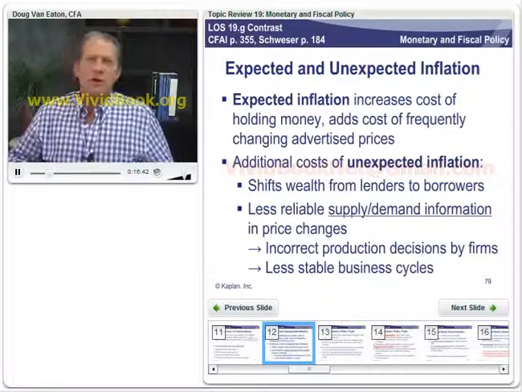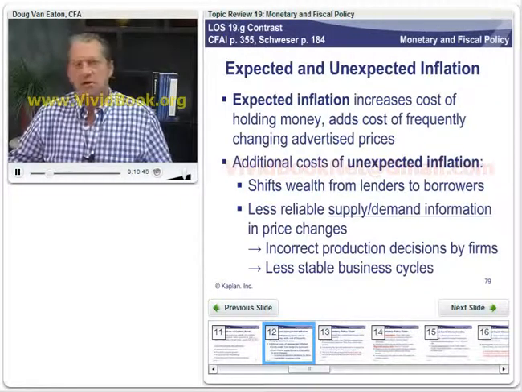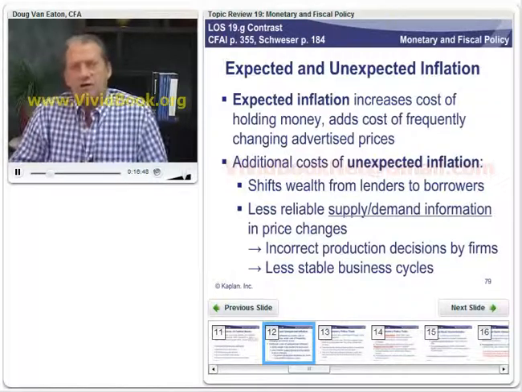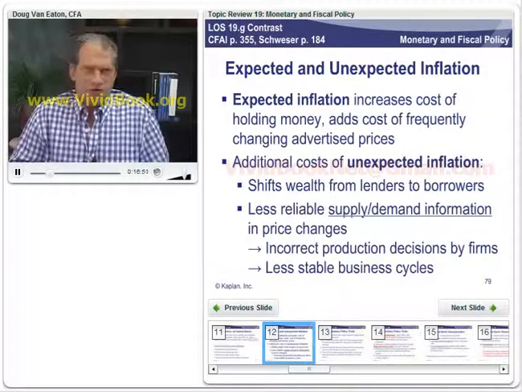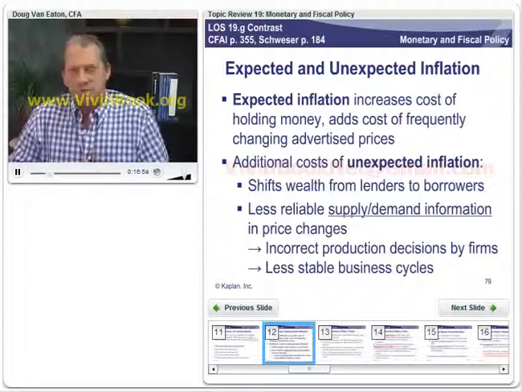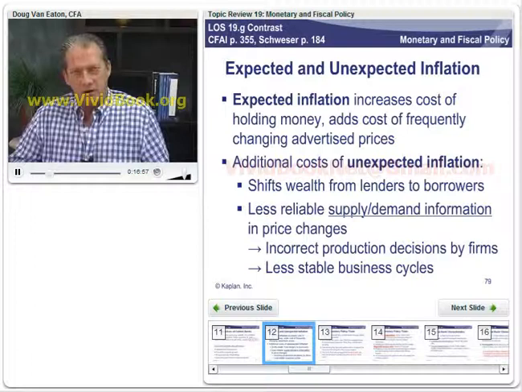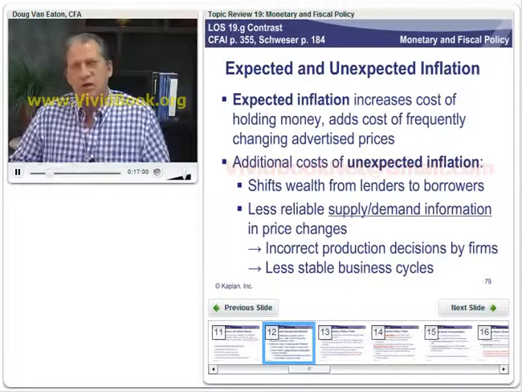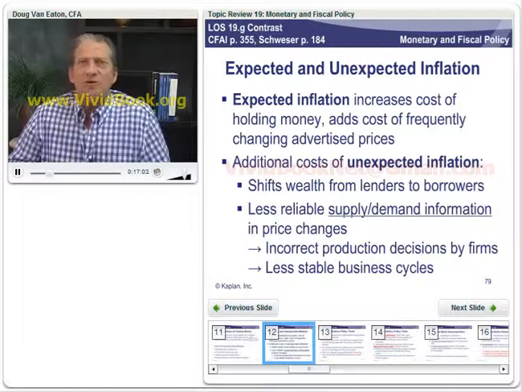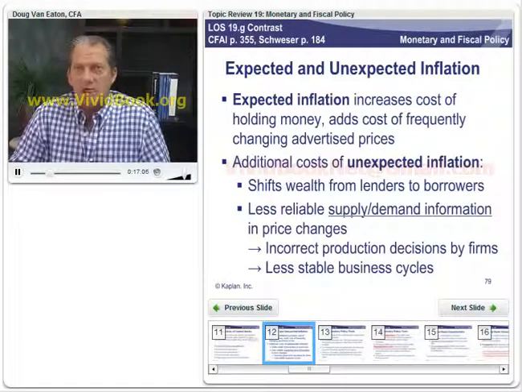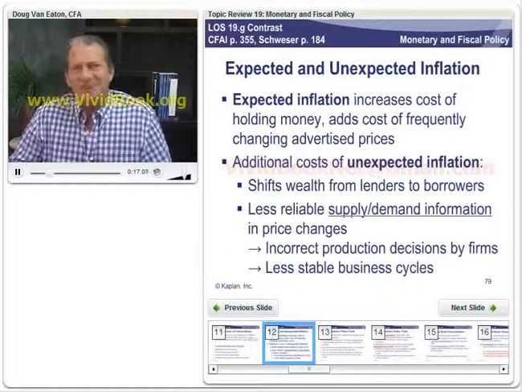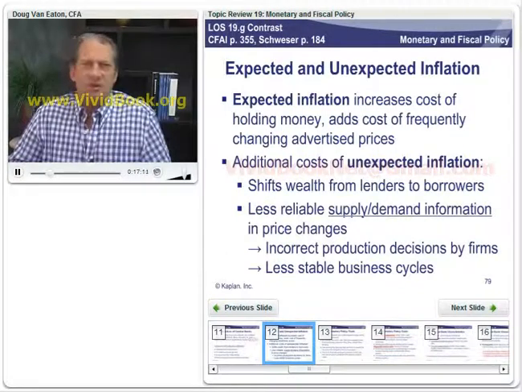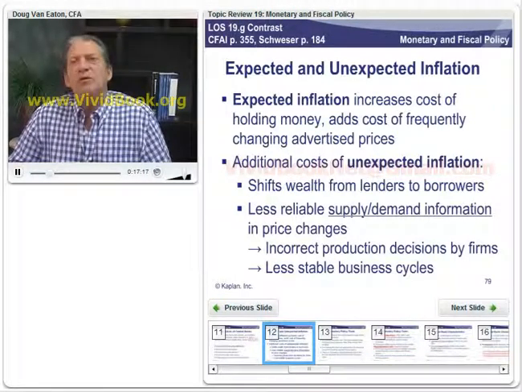Now, we can talk about inflation as either being expected or unexpected. Remember when we were talking about that Fisher equation, I said, well, if inflation was known with certainty, then there wouldn't be that inflation risk premium in there for uncertainty about the real rate that investors are going to earn over the horizon. So expected inflation does increase the costs of holding money, and it adds some costs of changing advertised prices. But unexpected inflation has more of a profound effect on the economy. One thing it does, it shifts wealth from lenders to borrowers.